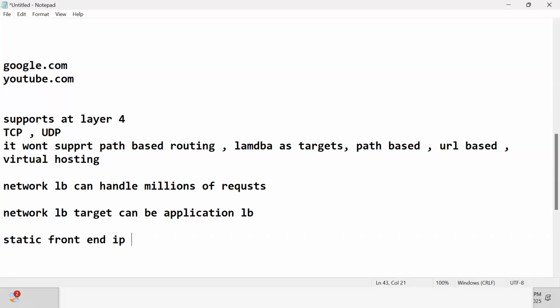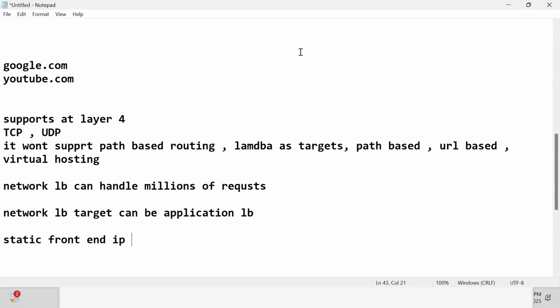At the Route 53 level also, whenever the failover is happening, we are going to choose the network load balancer itself. So definitely everyone should be able to tell the differences between the network load balancer and the application load balancer.